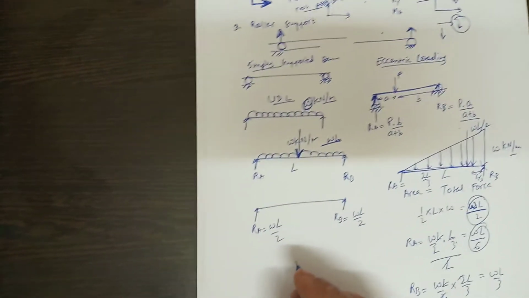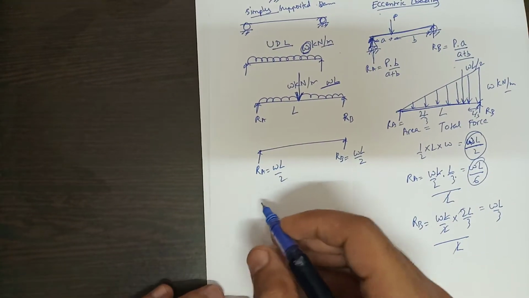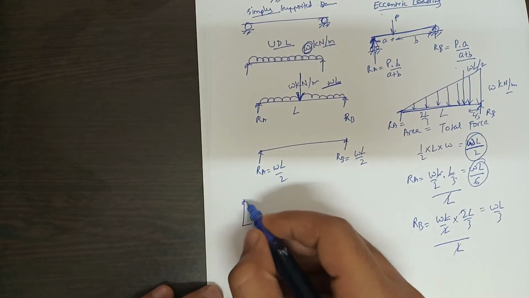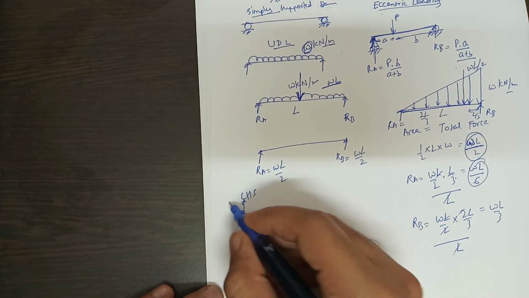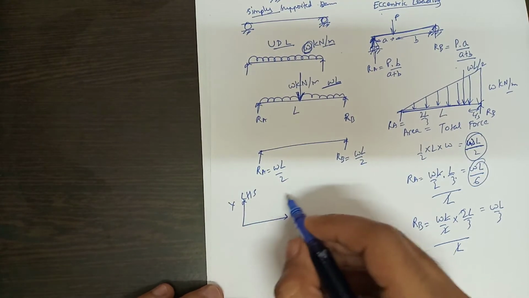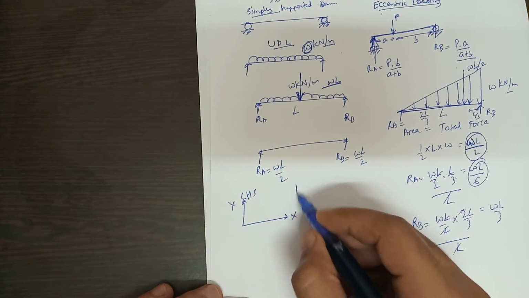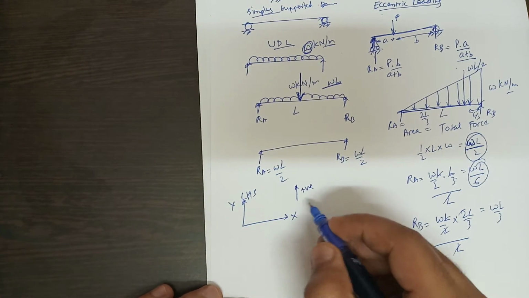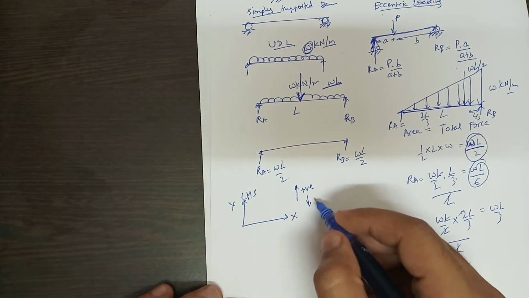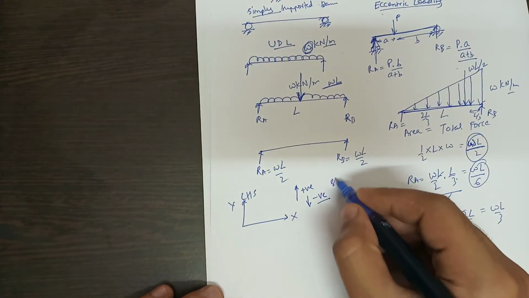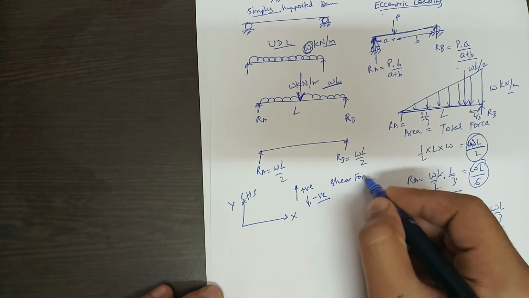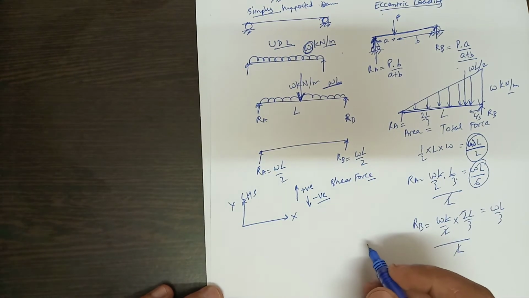Now let us understand some sign conventions. We are taking for now the LHS section, the left hand section. This will be the x axis, y axis. If any force is acting in the upward direction, it will be positive. If it is acting in the downward direction, it will be taken as negative. And this is for shear force.